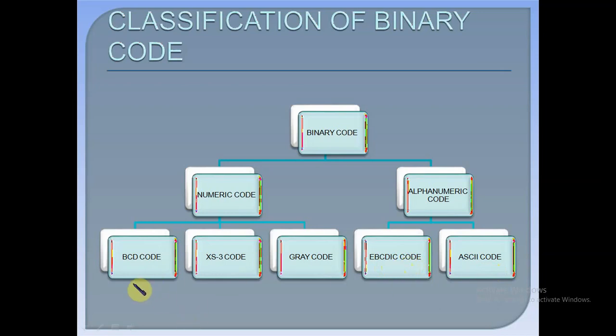Before going further, we go to the details. BCD is the short form of binary coded decimal. In this code, each decimal digit is represented by a 4-bit binary, and BCD is a way to express each of the decimal digits with a binary code.